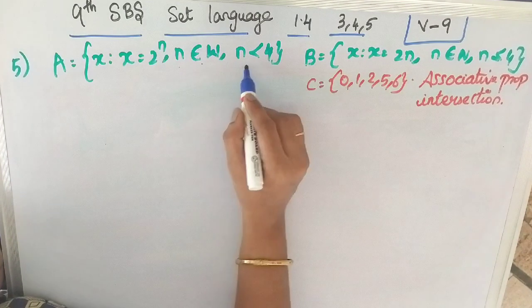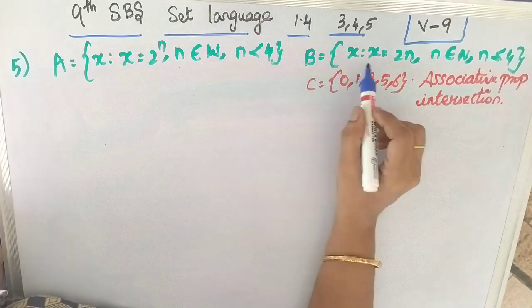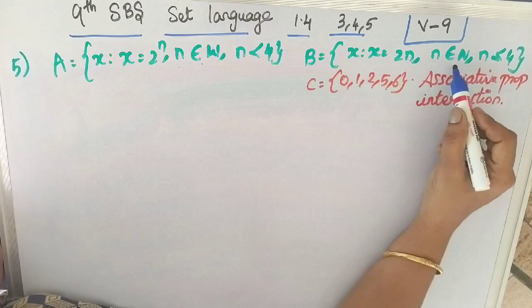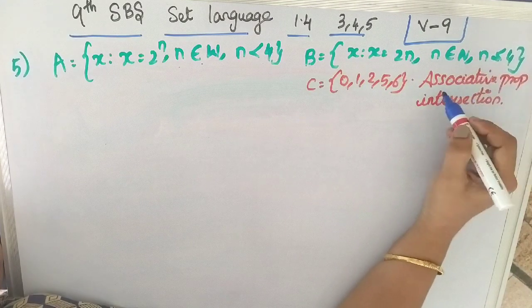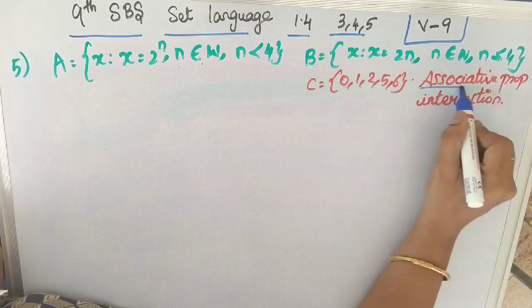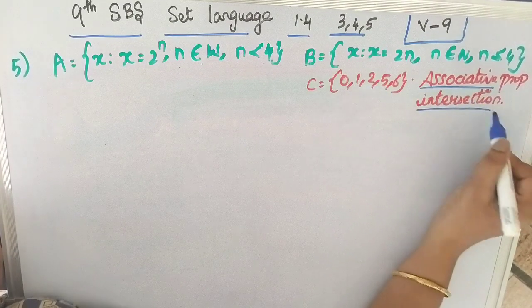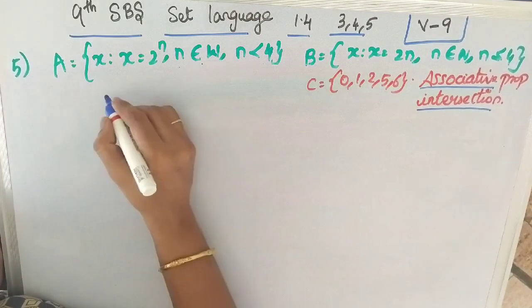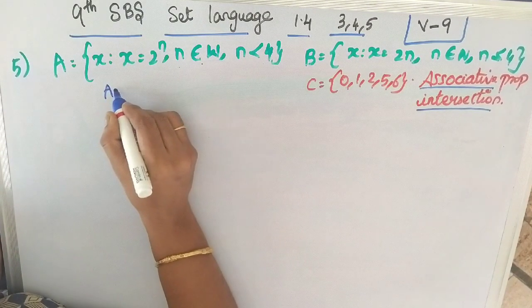Here A is equal to X, which is 2 power n, and n is a whole number less than 4, and B is equal to X, which is equal to 2n, and n is a natural number less than or equal to 4, and C is directly given. We have to prove the associative property of intersection.